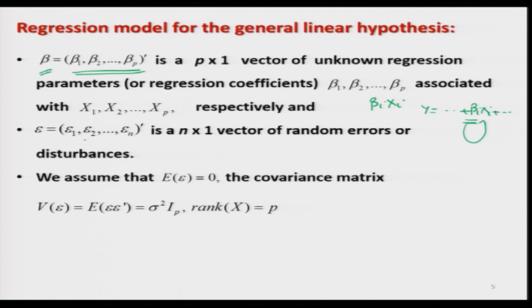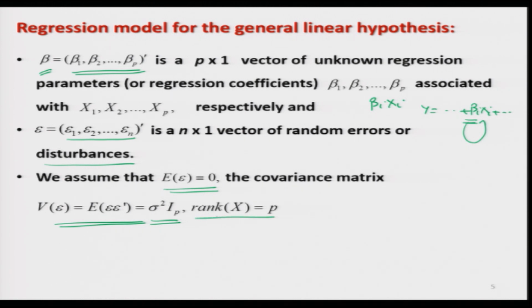And then epsilon is also an n cross 1 vector of the terms epsilon 1, epsilon 2, epsilon n. This is an n cross 1 vector of the random errors, also called disturbances in the language of linear models. And we simply assume that the expected value of epsilon is equal to 0, and the covariance matrix of epsilon, which is the expected value of epsilon epsilon prime, is sigma square I n.